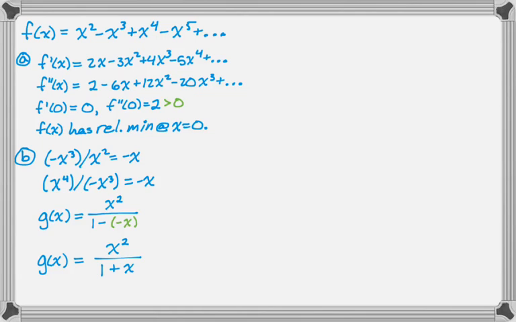So it will converge when the absolute value of r is less than 1, which means the absolute value of x is less than 1. So that's the answer to B. That's the function that it converges to on its interval of convergence, which is negative 1 to 1.